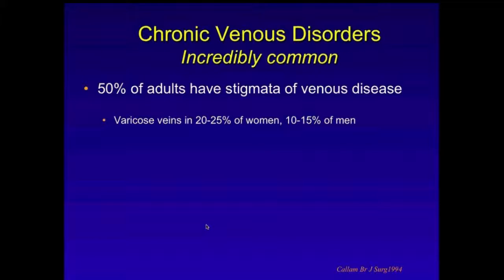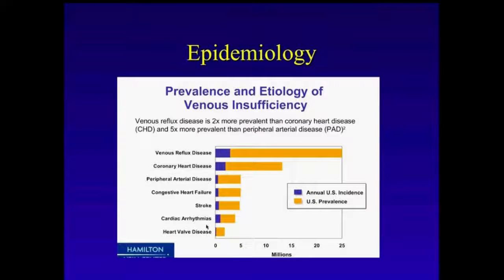Chronic venous disorders are incredibly common. 50% of adults have some venous disease, so it's something that's in all of, or at least half of our futures, I guess. Varicose veins are more common in younger women than in younger men, but by the time patients get into their 70s and 80s, it evens out. And as it turns out, men tend to have the more severe versions of venous disorders.